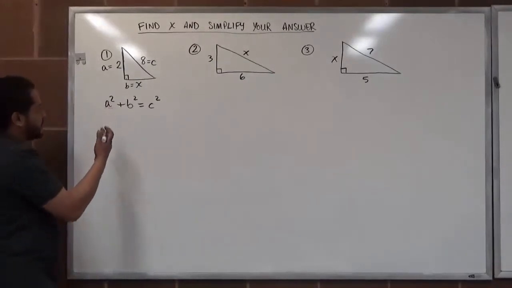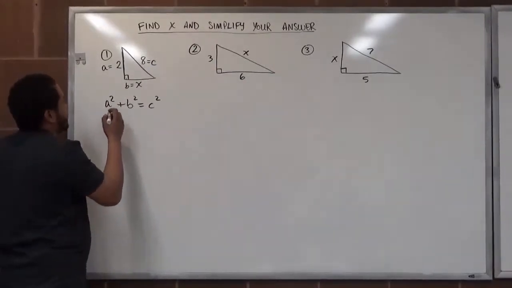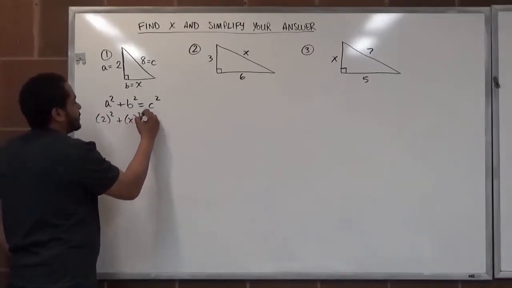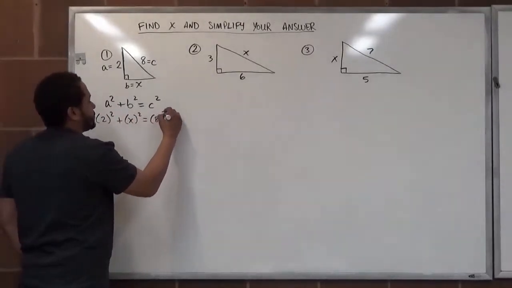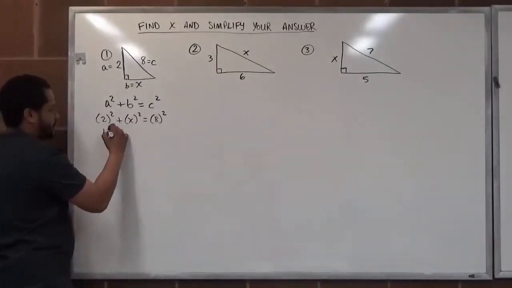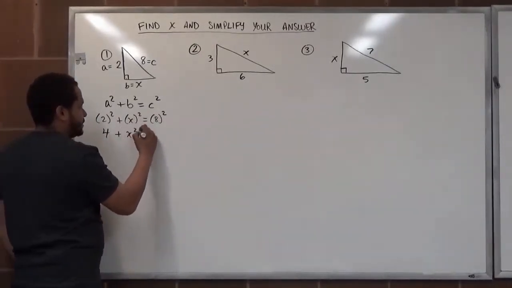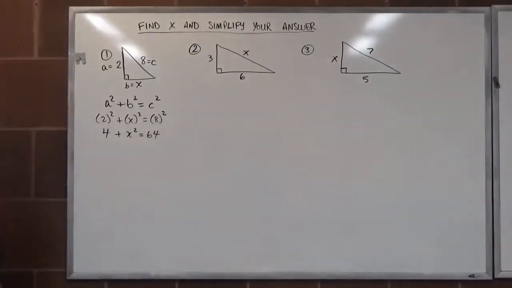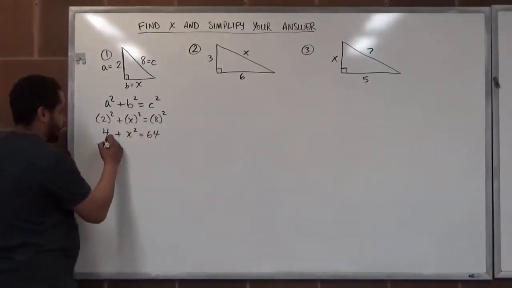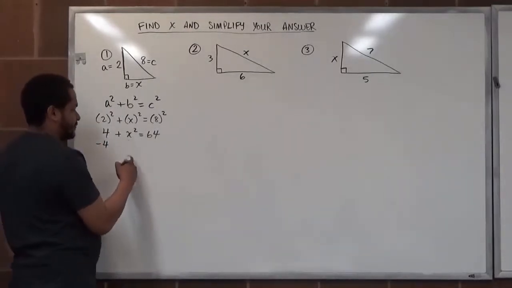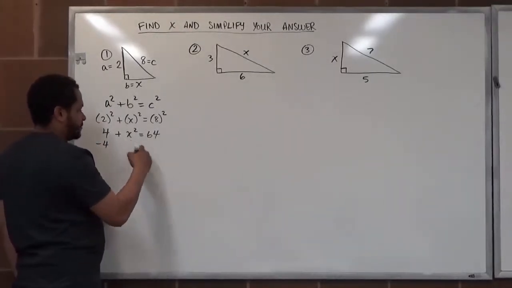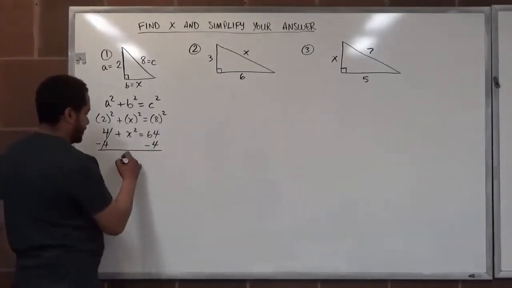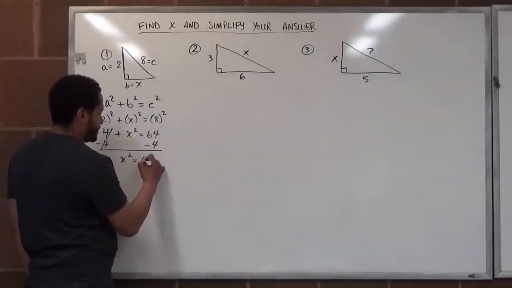So let's substitute in our values and solve for x. Our a value here is going to be 2 squared plus b, which is x squared, equals c, which is 8 squared. This becomes 4 plus x squared is equivalent to 64. Now our next step is to isolate our x squared term, in which we have to subtract the constant with the variable away from the variable. So we're subtracting 4 from both sides using the additive inverse. These will cancel out and we're left with x squared equaling 60.